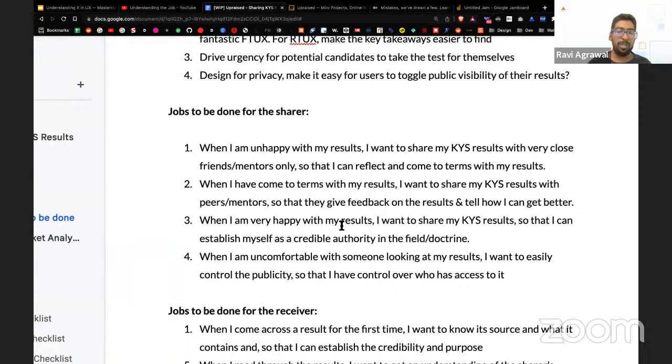When I have come to terms with my results, I want to share my KYS results with peers and mentors so that they can give me feedback and tell me how I can get better, right? When I'm happy with my results, I want to share my results so that I can establish myself as a credible authority in this field or doctrine. And when I'm uncomfortable with someone looking at my results, I want to easily control the publicity so that I have control over who has access to it. Now, these are some jobs to be done for a sharer.